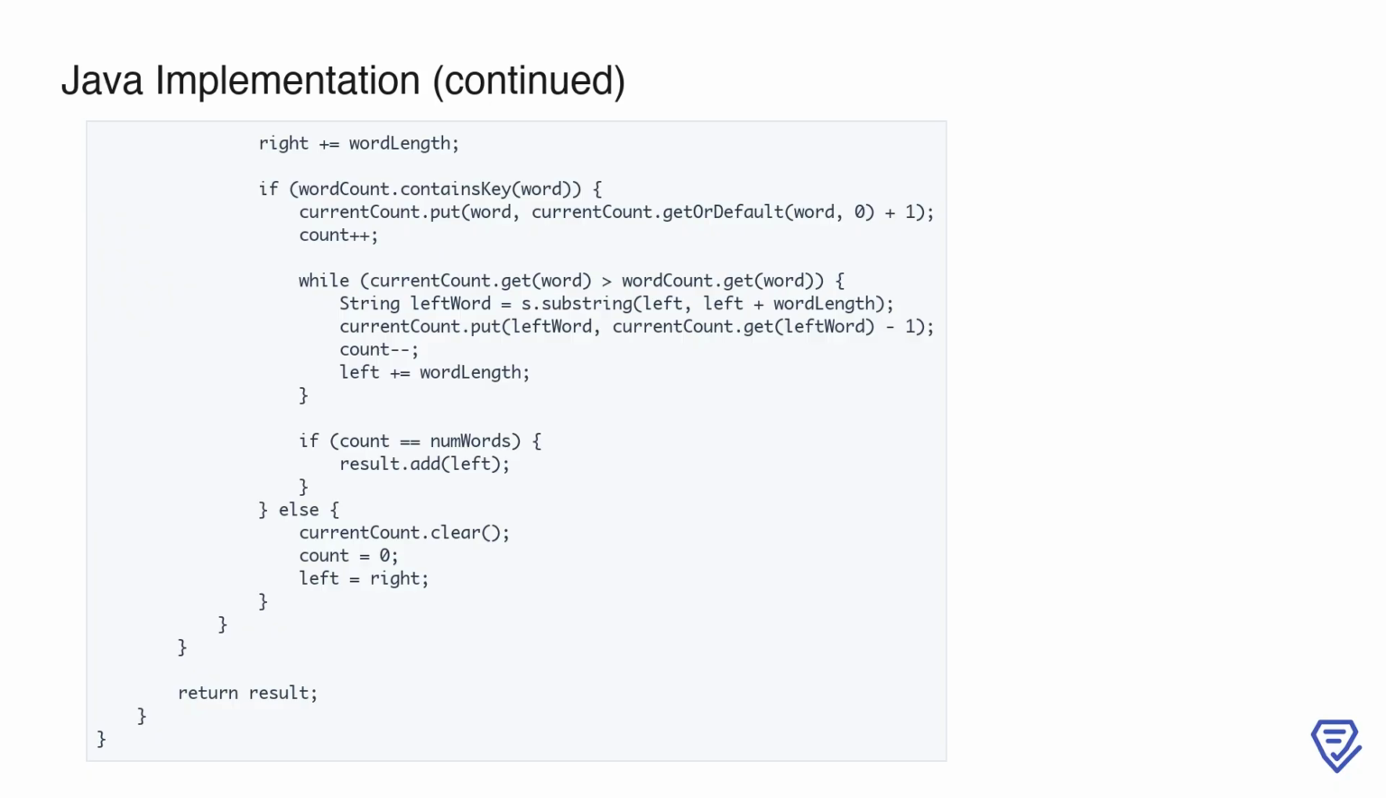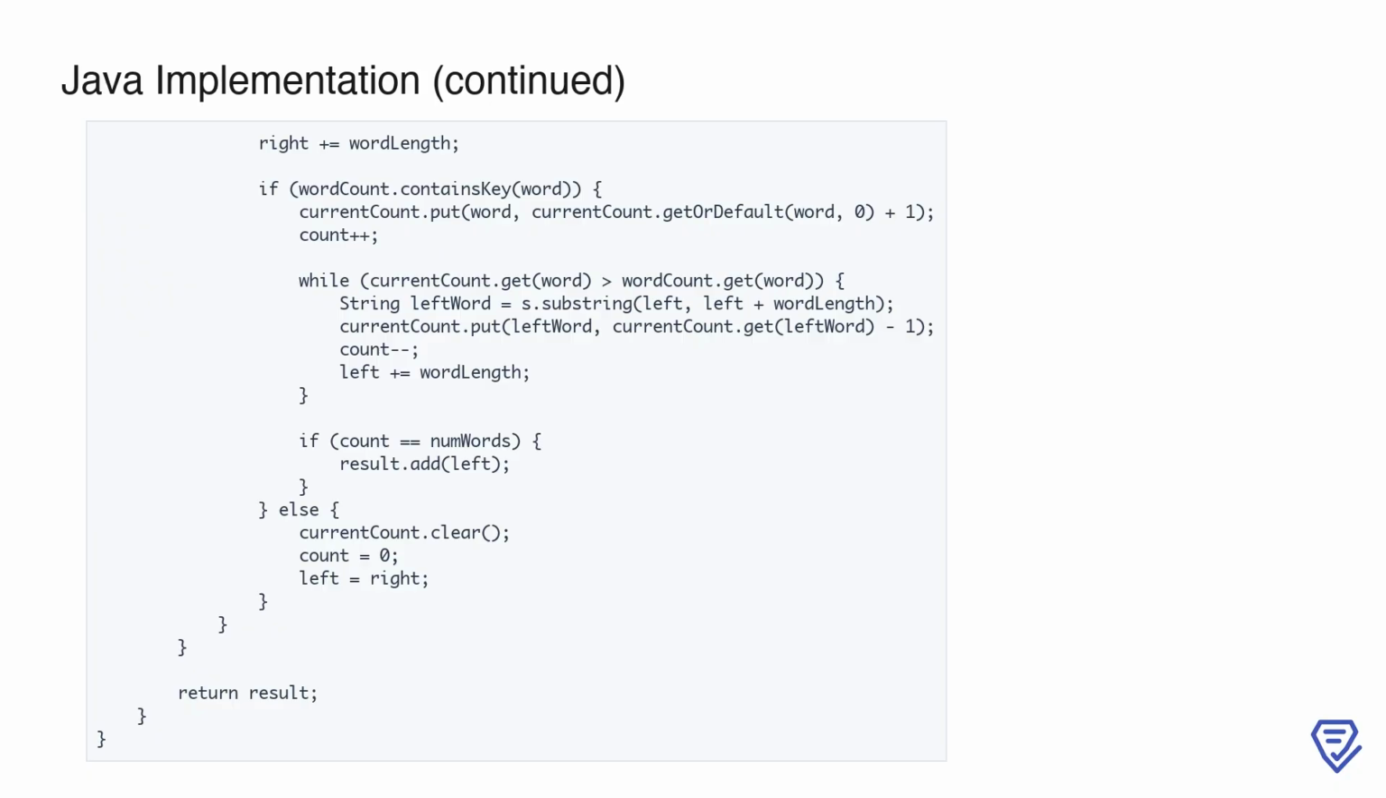When the count matches the total number of words, it means the current window contains a valid substring, so we add the left pointer to the result list. On the other hand, if the extracted word is not in word count, we reset the current count map, set count to 0, and move the left pointer to the right pointer. This ensures that we skip over invalid regions of the string.